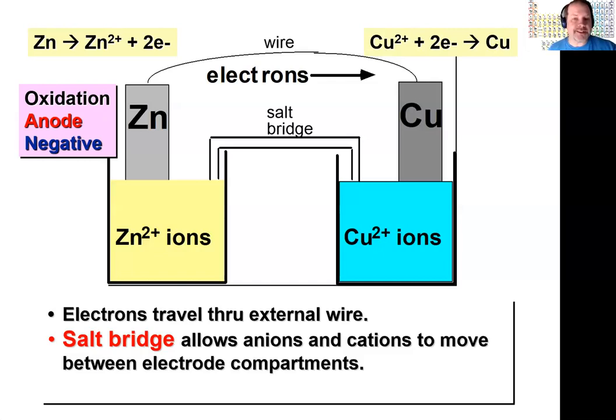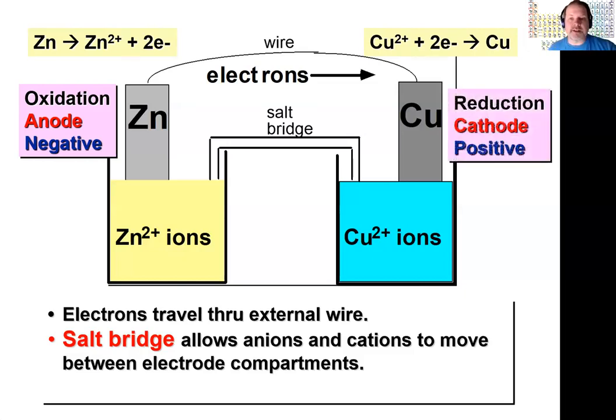This copper metal can stick to the copper metal that's already in there, thus increasing the size of the copper piece that's in there. This is referred to as reduction, and this is given the term cathode to name the piece of metal that's taking place. This is given the term positive to indicate the polarity of this side here.